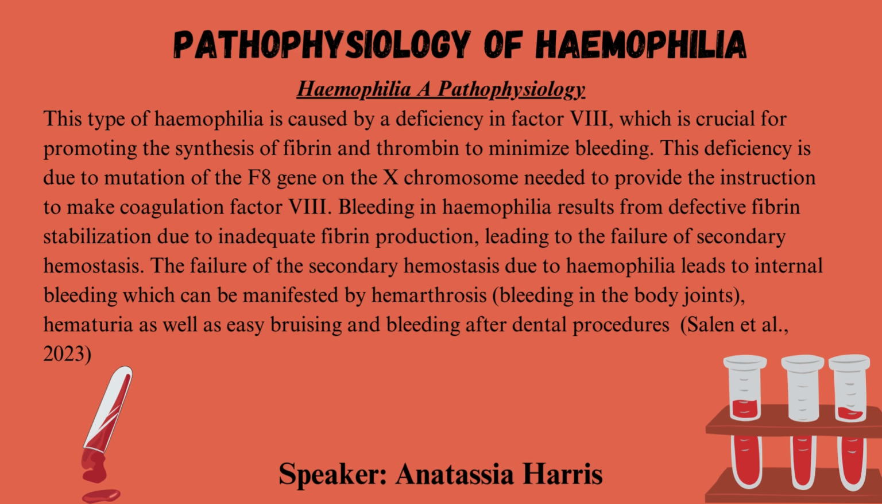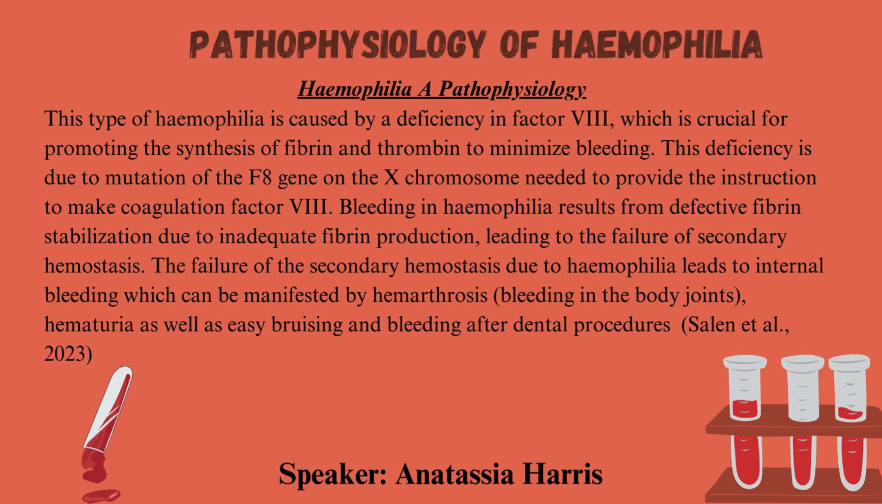This insoluble fibrin clot will create a more stable resistance against the blood flow, which would stop internal vascular bleeding. The failure of secondary hemostasis due to hemophilia leads to spontaneous internal bleeding, which can be manifested by hemarthrosis, bleeding in the joints, unexplained bleeding, bleeding in internal organs such as the brain and kidney, as well as easy bruising. These instances of spontaneous internal bleeding in the organs, tissues, and joint spaces are due to the absence of the added vascular protection that the fibrin clot would provide.